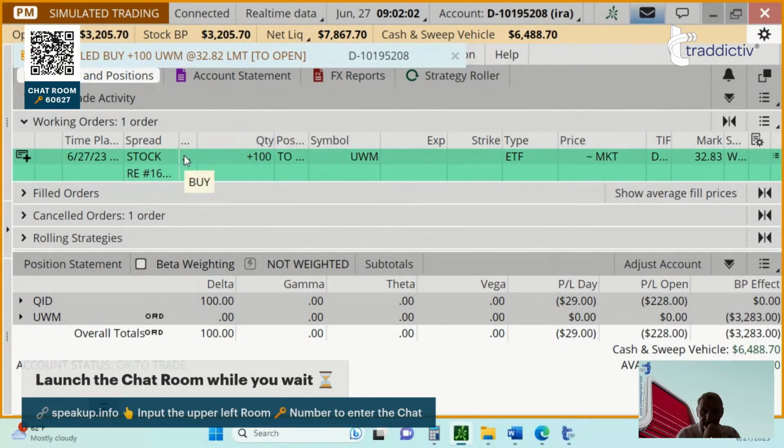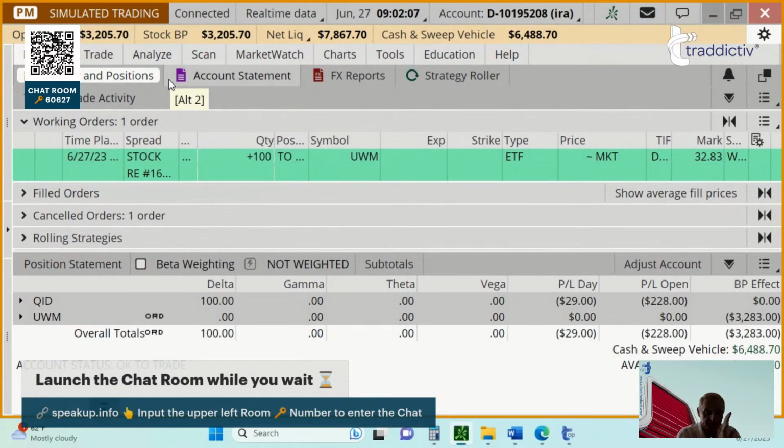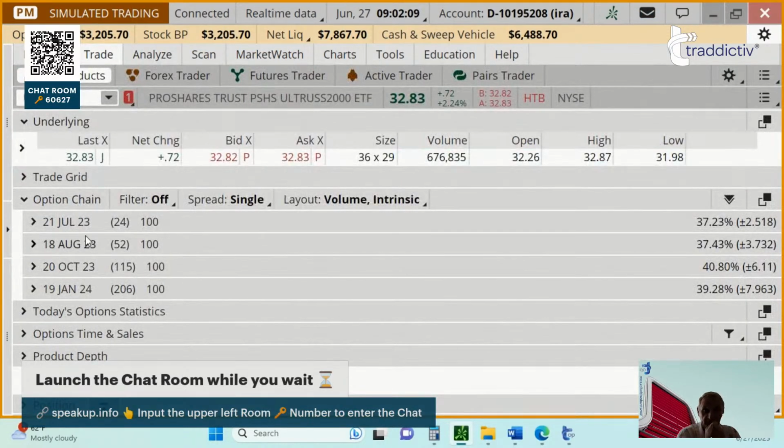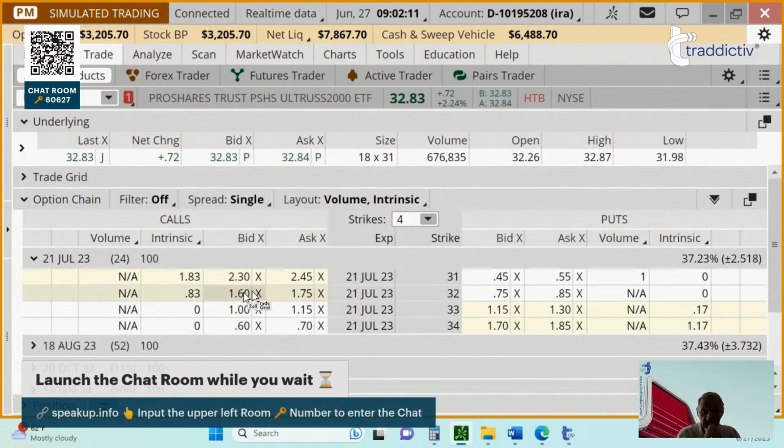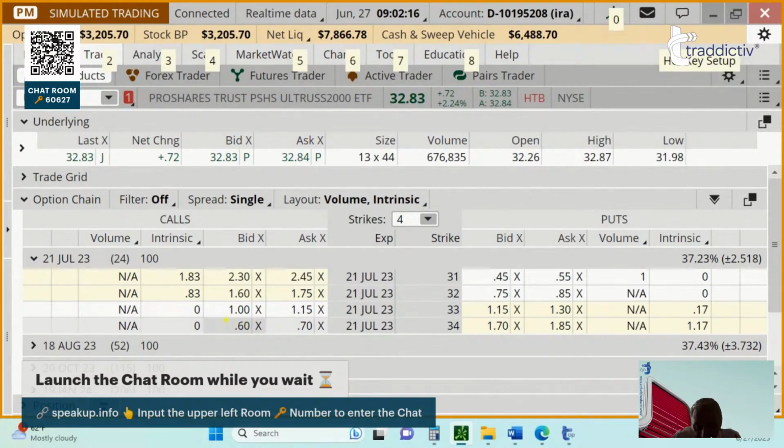Okay. Now it's still not filling me. This is insane. Let me talk about what I'm going to do as soon as I get filled. The moment I get filled, I'm going to look at the intrinsic value, and I want all of you to be aware of it. Intrinsic value is only 83 cents. But what do they want here? $1.75. And over here they want what? 160.